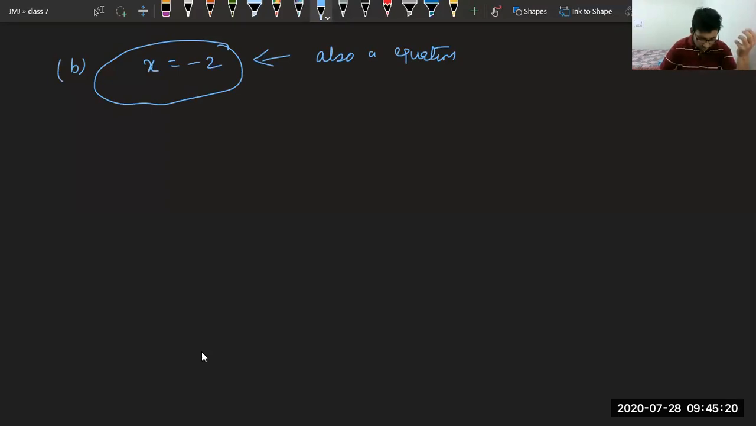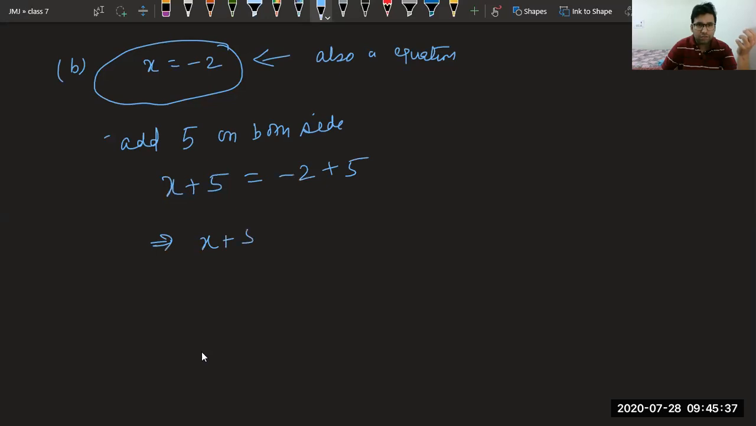Suppose you do addition. Suppose you add 5 on both sides. It becomes x plus 5 is equal to minus 2 plus 5. You have got x plus 5 is equal to 3. So Daksh, this is the second equation that you have formed using the first equation.